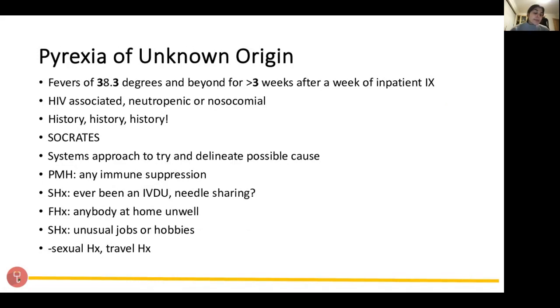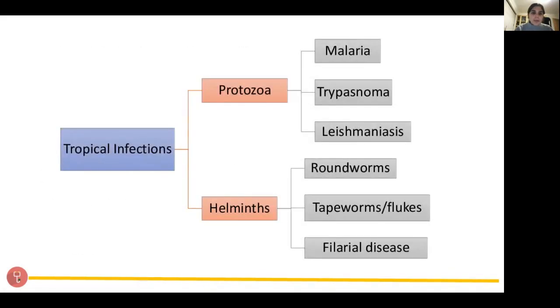To be honest, I was thinking about potential MCQs, but I think it's quite difficult to test it in an MCQ format because there's not any definitive answer. So we'll move on and just do a little bit about tropical infections. I think this is a really nice way to think of them.